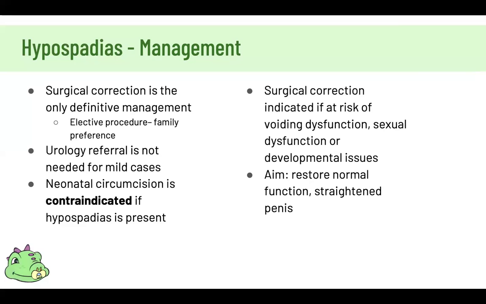Surgical correction is mainly indicated if there's a risk of voiding dysfunction, if there's sexual dysfunction, or if there's some sort of developmental issue. But again, that's a conversation mainly with the family, or if the child's grown of age and can make their own decisions, they would be involved as well. The aim of management is essentially to restore normal function and to straighten the penis if they have that ventral curvature.